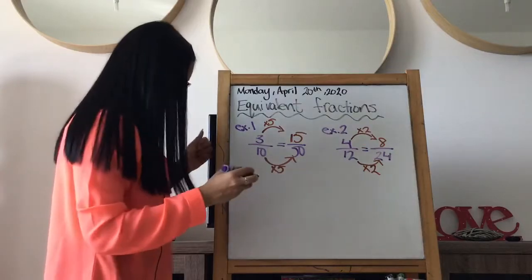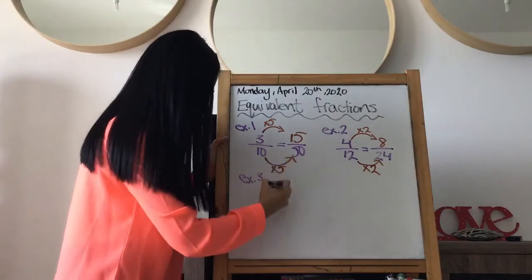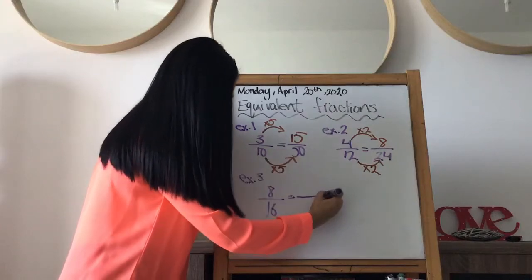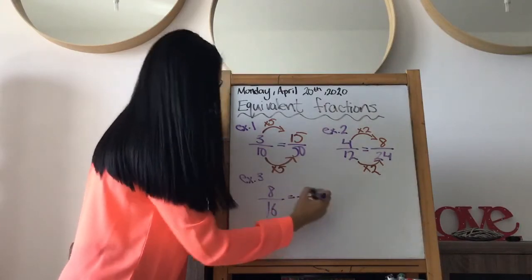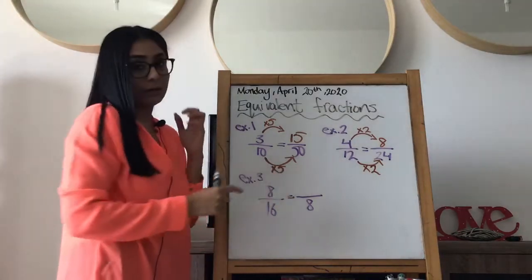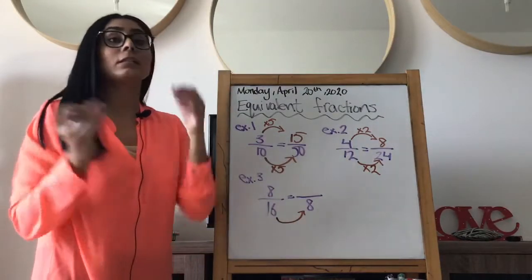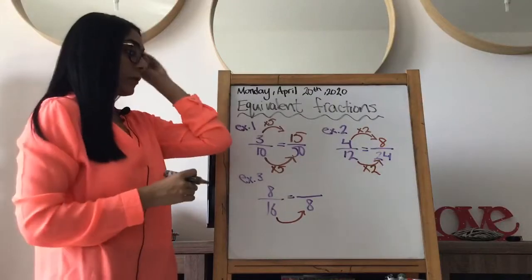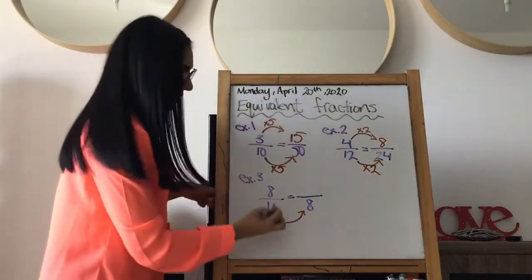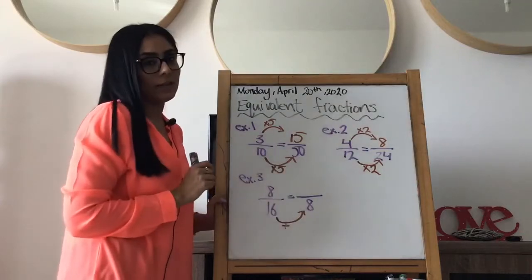Now let's say example 3, if I had 8 over 16 is equal to something over 8. Again, I'm missing a numerator. I have my denominator, but this time my number got smaller. Like I said just 2 minutes ago, you either are multiplying or, if the numbers are getting smaller, you are dividing. So 16 divided by what is equal to 8?